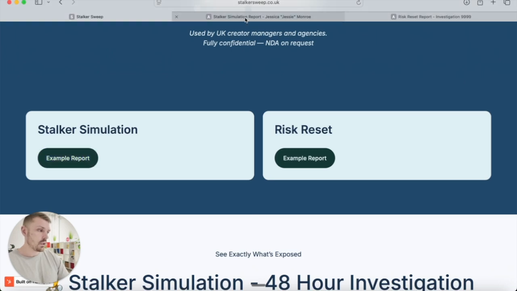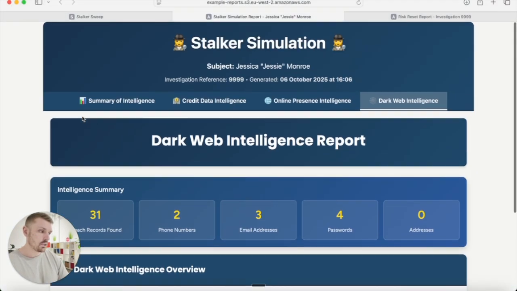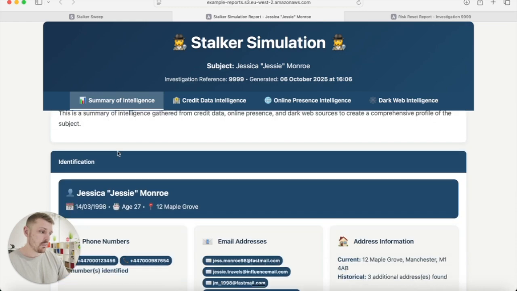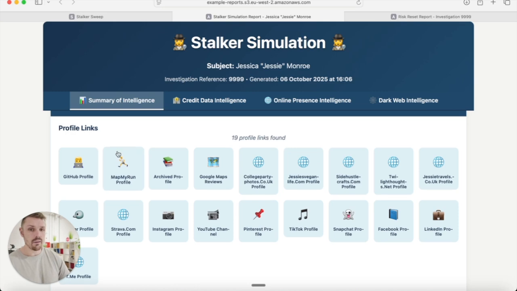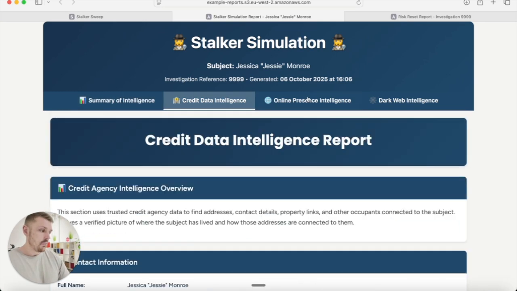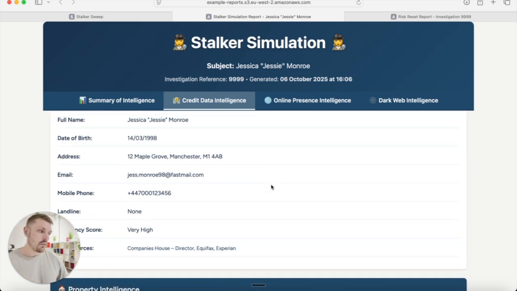The stalker simulation can be broken down into 4 sections. Summary of intelligence, self-explanatory, just goes over the data that we can harvest. And then 3 different avenues in which we can harvest that data. So credit data intelligence, that is your spending habits. When you spend money, you, me, everyone, it's logged by the 3 big credit agencies in the UK: Equifax, TransUnion, and Experian.